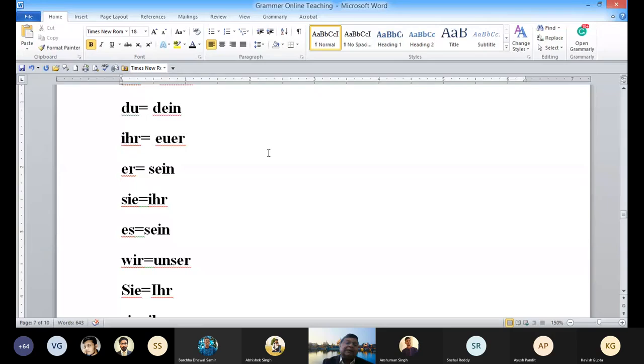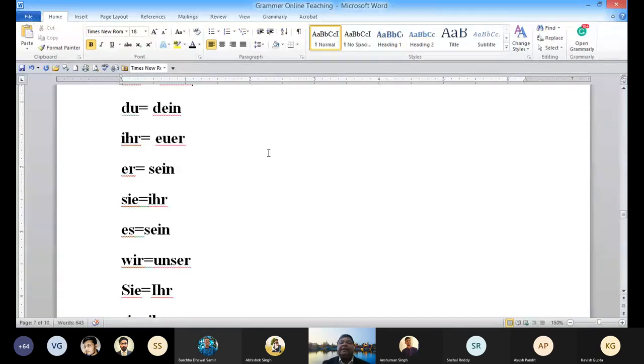So ein cannot be used before plural, but possessive pronouns can be used also before plural. And in that case, one extra e is to be added, that is e, like deine, meine, seine, etc. So these are the possessive pronouns. So please be very clear about the personal pronoun and possessive pronoun.